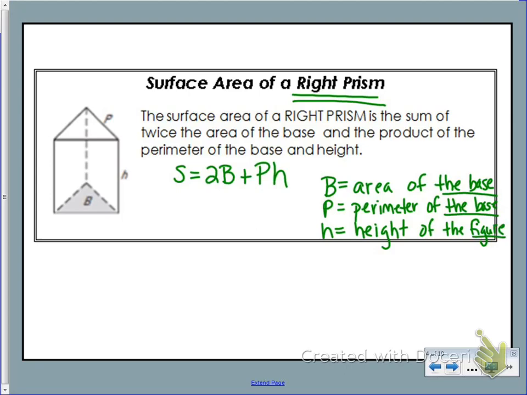If you look here, here's our base. Doesn't matter which one of those two triangles you used. So we would calculate the area of one of those triangles, the perimeter of one of those triangles, and then we would calculate the perpendicular height, which connects the two bases.